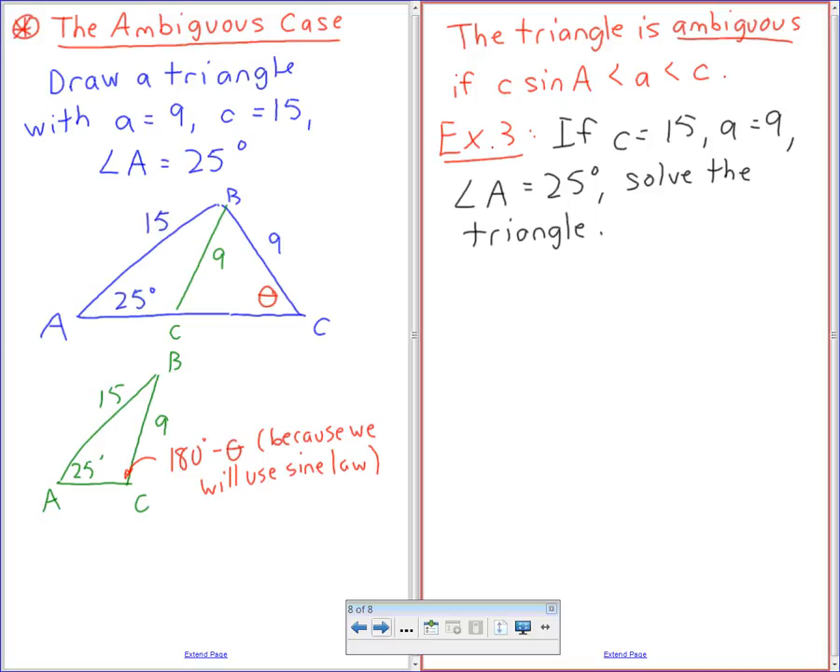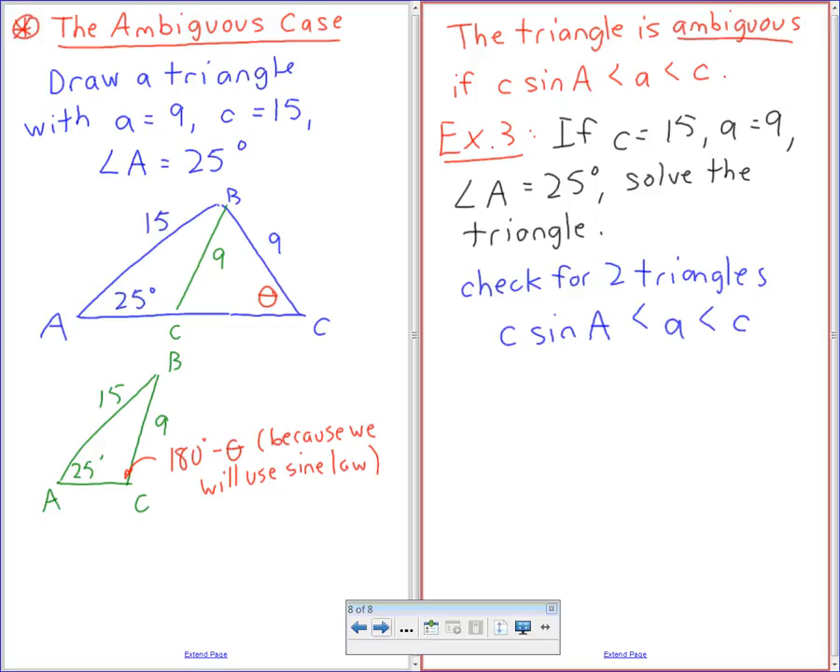So the first thing I'm going to do is check to make sure that there are two triangles. So I'm going to check if C sine A is less than A, and A is less than C.